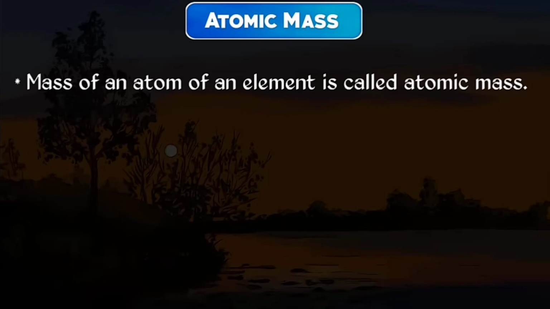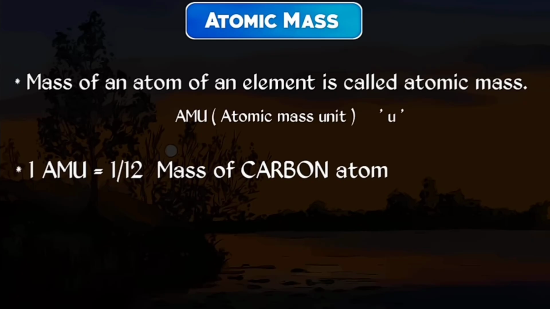The mass of an atom of an element is called atomic mass. That is, the mass of an atom of any element is called its atomic mass. We measure it in AMU, or atomic mass units. 1 u equals 1/12 the mass of one carbon atom, and we also represent it with the symbol u.